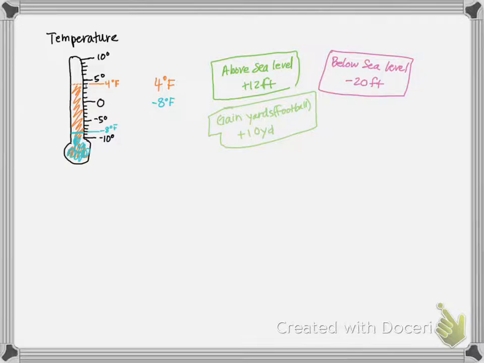And then you could have a loss of yards. Again, another football example. So let's say they get tackled behind the line of scrimmage. They would take a loss. So they'd show the loss with a negative. So you'd say they lost 5 yards or negative 5 yards. Okay?